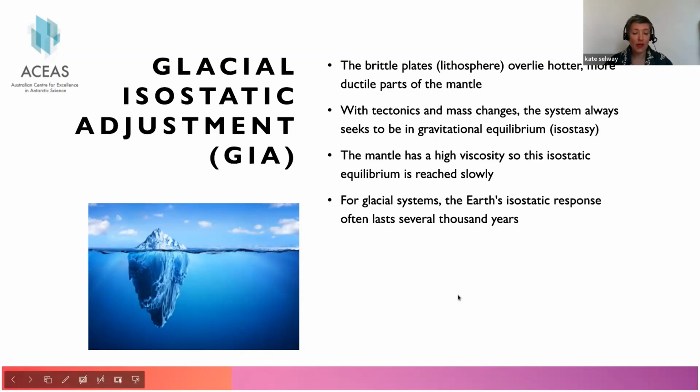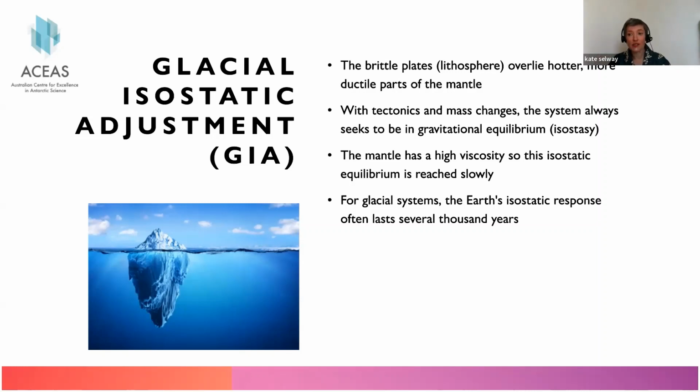So I've got a picture of an iceberg here. You can kind of think of it as analogous to an iceberg, where if the iceberg was our brittle plate, if you imagine you knocked a bit off the top of the iceberg, it's going to shift so that it's in gravitational equilibrium. The way that it's not like an iceberg is that the iceberg's just floating in water, and that shift happens instantaneously in water. But in the Earth, because the mantle has a really high viscosity and it doesn't flow instantaneously like water, it just oozes extremely slowly, it takes a long time for this isostatic equilibrium to be reached.